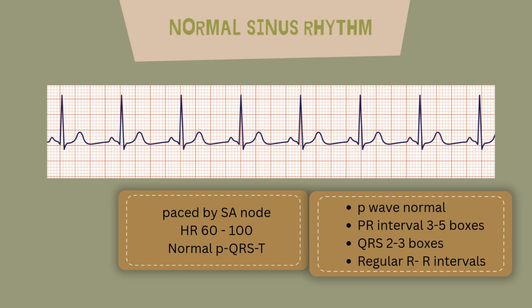And what's the rate here with normal sinus? Between 60 to 100 beats per minute. Everything looks beautiful. Nothing's dragging. Nothing's skipping. This is what a normal, healthy heartbeat looks like on paper.